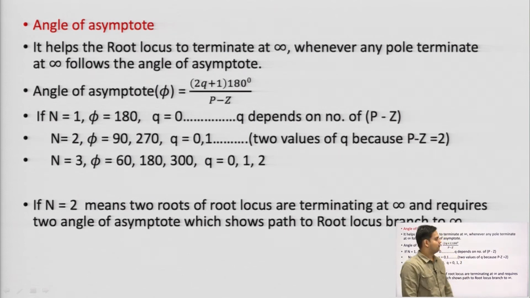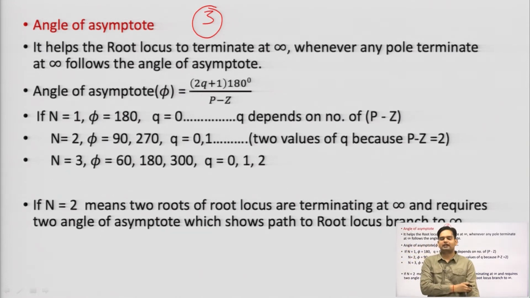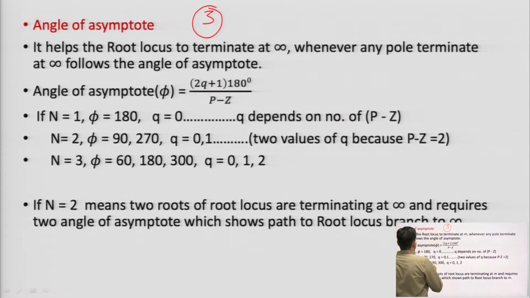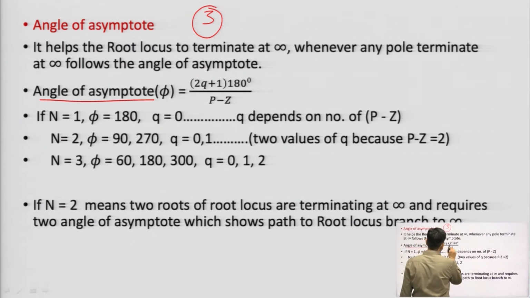Okay. Now, come to rule number 3, that is the angle of asymptote. The angle of asymptote tells you, whenever your branches terminate at infinity in the root locus, in which direction they should travel to reach infinity or to achieve the location of the open loop zeros. So, here we need to determine the angle of asymptote, phi, from this formula: phi equal to (2q plus 1) times 180 over p minus z, right. This is the basic formula.